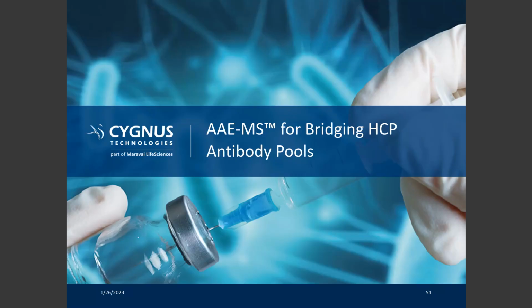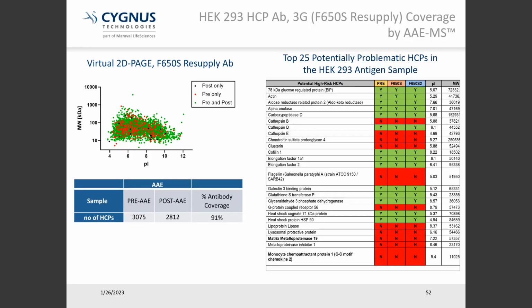Okay, now bridging host cell protein antibody pools. So again, when you change host cell protein reagents, we all know that you're going to see differences. And it's important to understand what those differences are as early as possible. Historically, we had no ability other than bridging studies in the ELISA. But now we can actually look at the quality of the reagents, the previous reagents you were using versus a new one, to really get an assessment of if they're still appropriate.